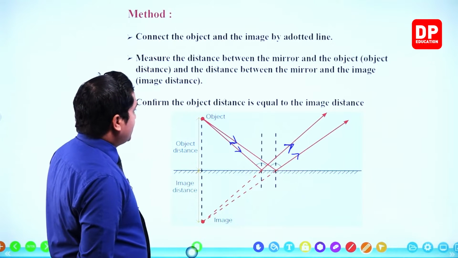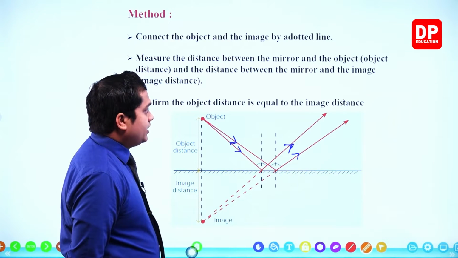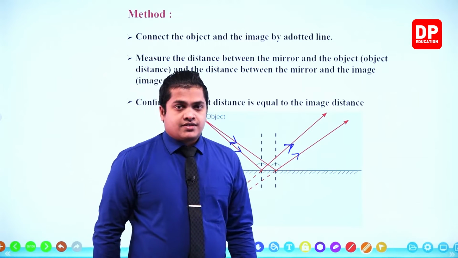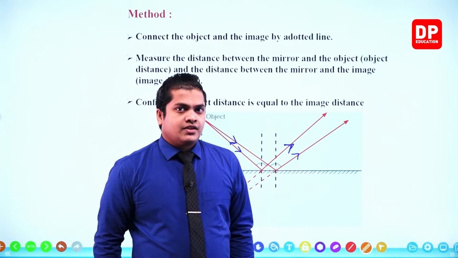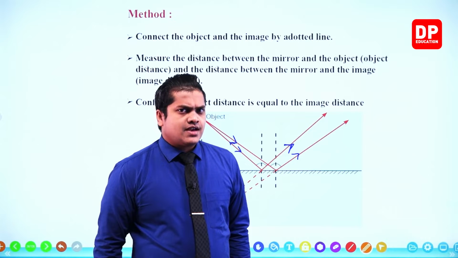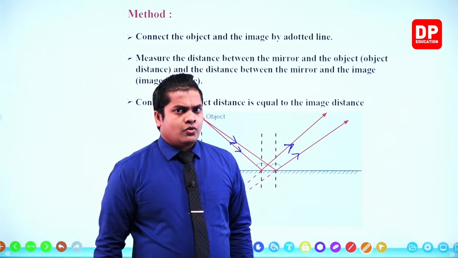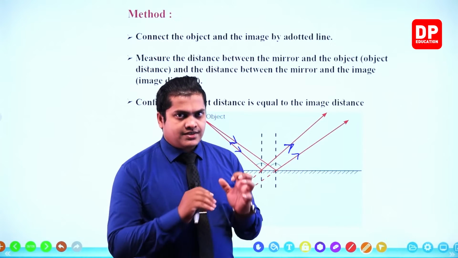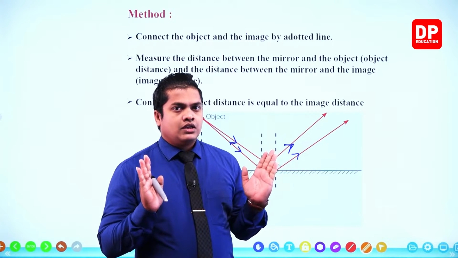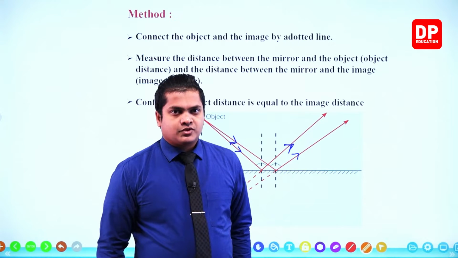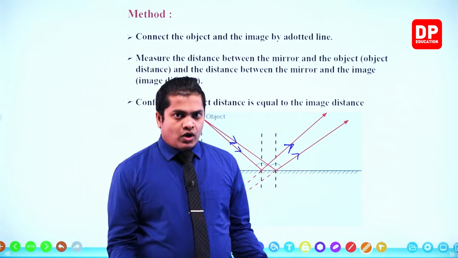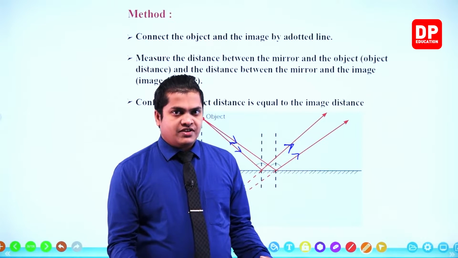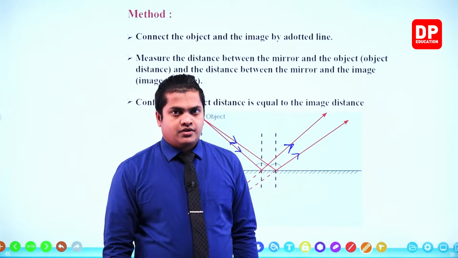Then what you have to do? Confirm the object distance is equal to the image distance. Then, my dear children, check whether these two distances are getting equal to each other. Right. So we have to do this after doing the activity. That means we have to draw this out and see whether these are equal or not. Right then.